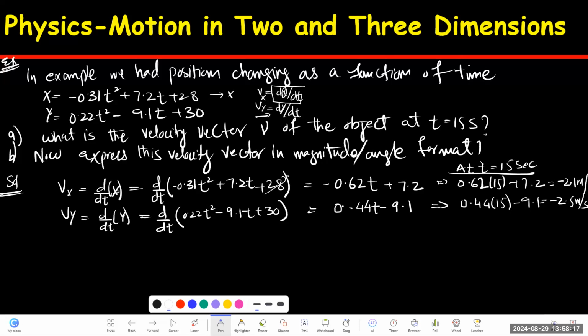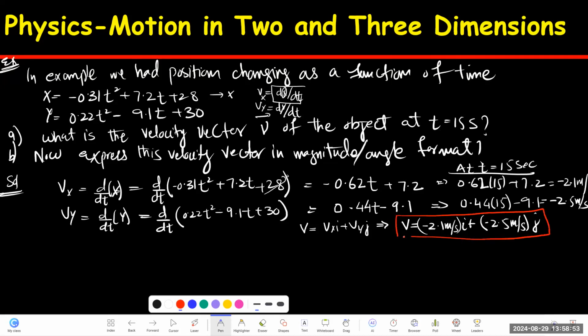Okay, so I can write my velocity vector in unit vector form. The velocity vector I can write as vx i plus vy j, and I can substitute the values. So v equals minus 2.1 meter per second i plus the value for j. That is really my velocity vector.